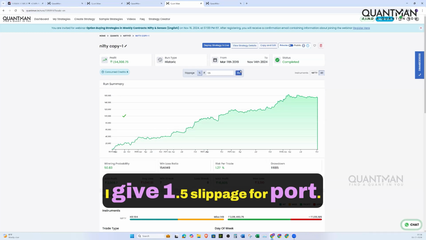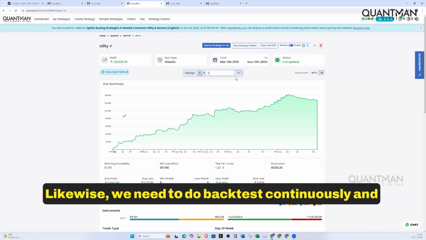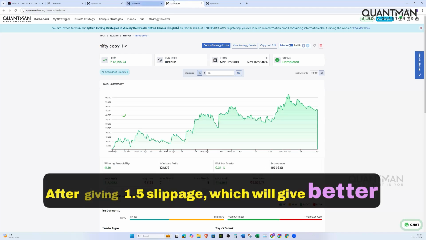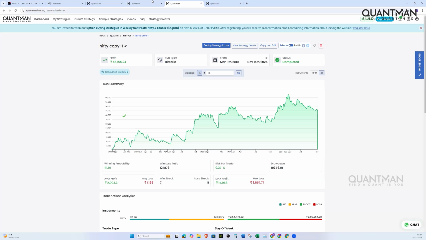I give 1.5 slippage for both. Likewise, we need to do backtest continuously and see the difference. After giving 1.5 slippage, which will give better return.